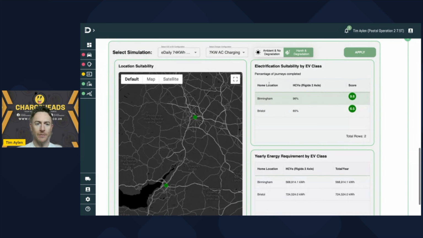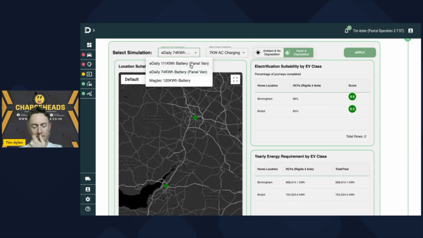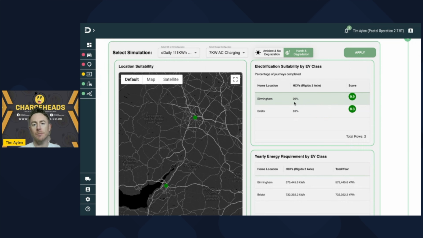So what we can do is pump up the battery size to increase the range, and see if that increases these percentages here. Okay, great. So Birmingham's gone up 3% and Bristol's gone up 20%. So does Birmingham really need the bigger battery size vehicle, just going up 3%? Is it cost effective? Are we optimizing the EV selection in that particular example? Well, we can drill into the data and find out in a minute for EV selection and the charging speed.